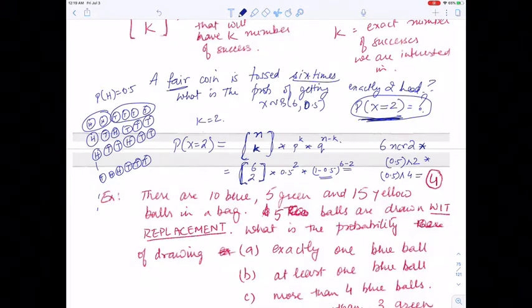A fair coin is tossed 4 times. So I'll do this math and you also try.